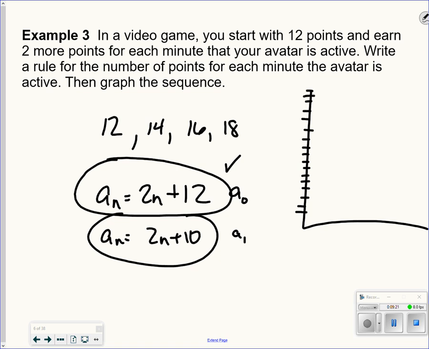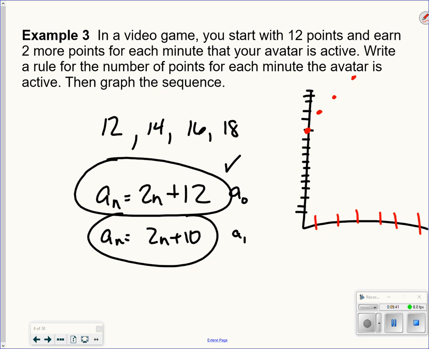So, and I'm going to use some color. So 1, 2, 3, 4, 5, 6. And I know I'm not going to go that far. 12. So then the next minute I have 14, and the next minute I have 16. Notice that there's a gap.